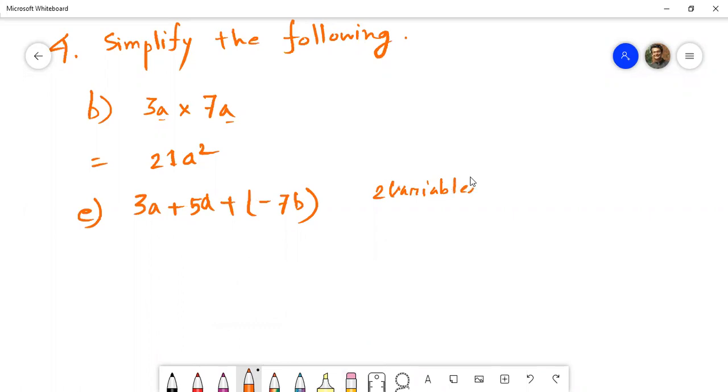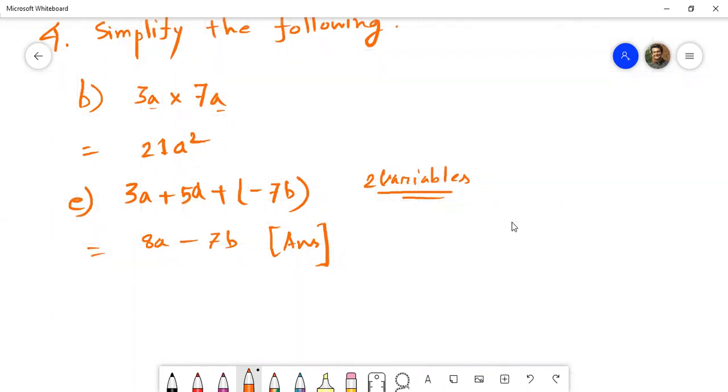In the chat, 8a minus 7b. Okay, let me try it. 8a minus 7b. Yeah, that is correct. And you put the answer on the right side like this, or you can just write it as the new answer. And after that, I will give you another one. You have to do it.